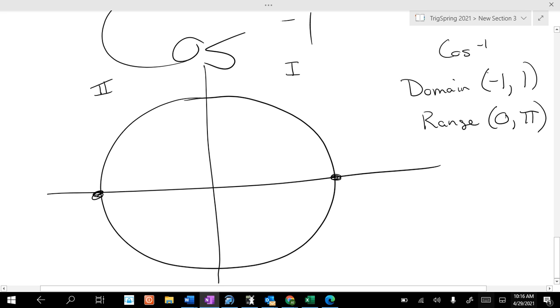Okay. So, here we go. What do you think the inverse cosine of the square root of 2 over 2 will be? It's just pi over 4, man. Because the cosine of pi over 4 is square root of 2 over 2, right? So then this inverse cosine of square root of 2 over 2 would be pi over 4.